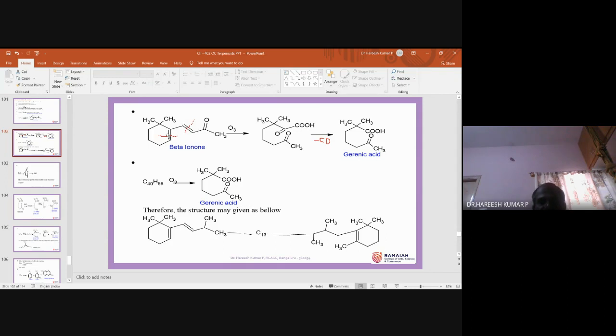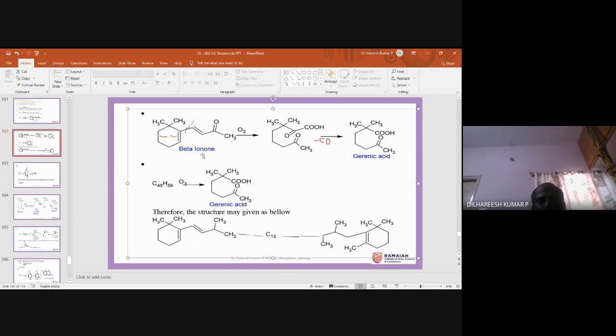But this beta ionone contains two double bonds. It is also possible to cleave the other double bond, initially forming an ozonide and then cleavage. Cleavage means this carbon gets converted into CO, and this carbon gets converted into CO. And one more thing left over, there is a methyl group here, so in the product it is there. In the reactant, you write it, there is a methyl group here. That is how an intermediate is formed. This intermediate undergoes decarbonylation, removal of carbon monoxide.